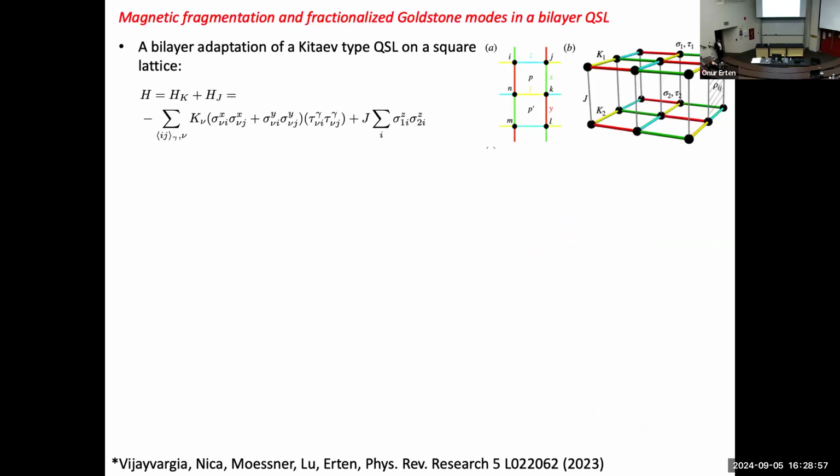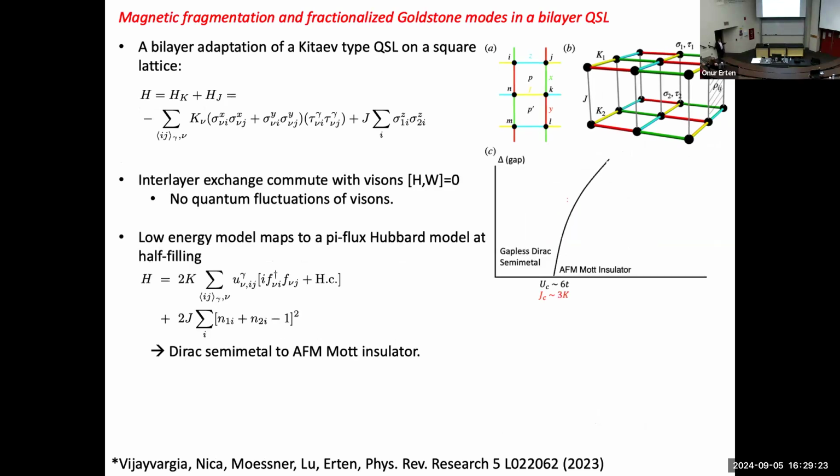So another calculation that we have done is a different version, again a gamma matrix generalization of the Kitaev model. This time it's defined on a square lattice, and the interlayer exchange is an Ising term, which still commutes with the fluxes. Therefore, the intralayer fluxes are conserved. We can use Majorana fermions without doing a mean field theory. And if we do that, we show that the low energy sector can be mapped onto a pi flux Hubbard model, which people have studied via quantum Monte Carlo. So this is numerically exact.